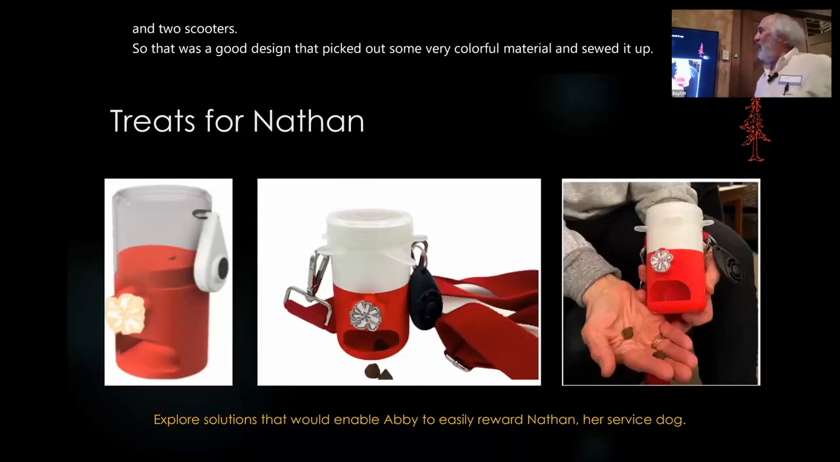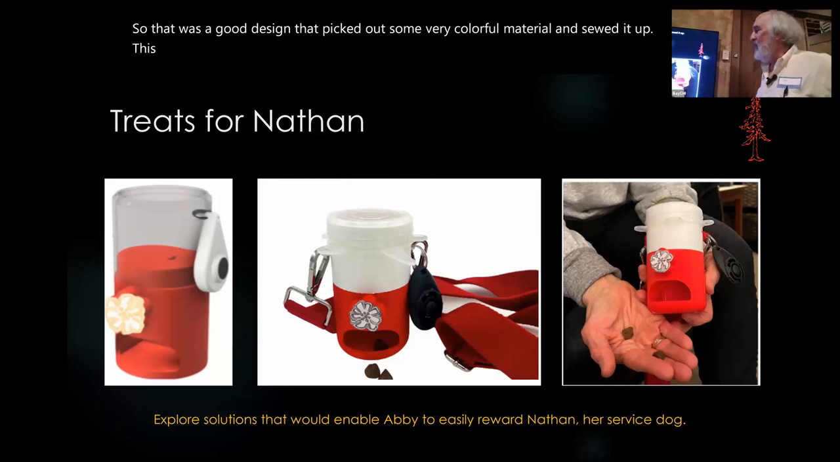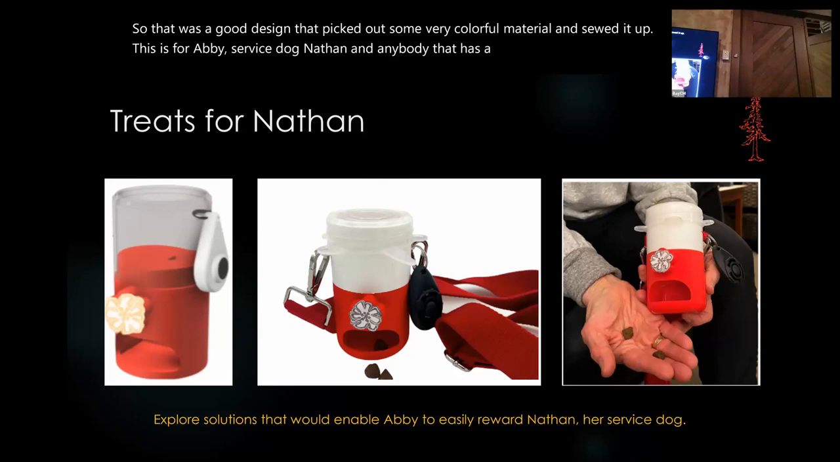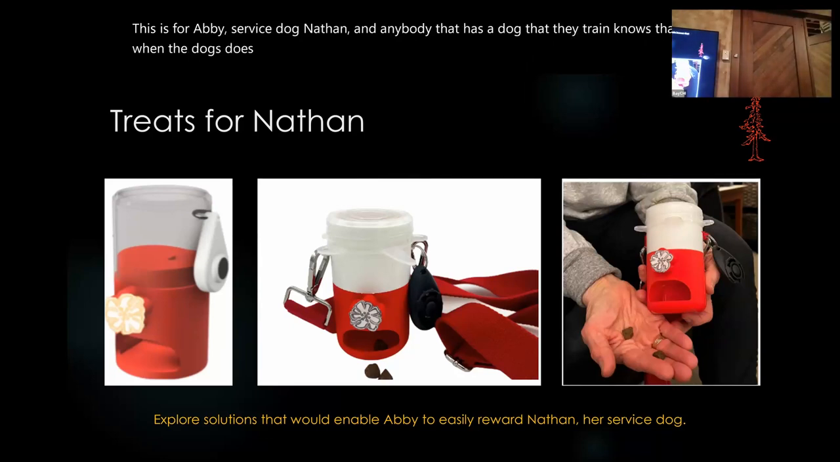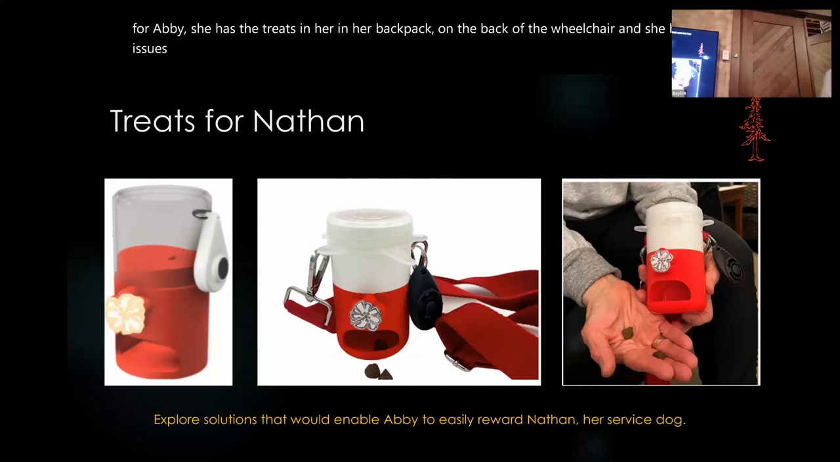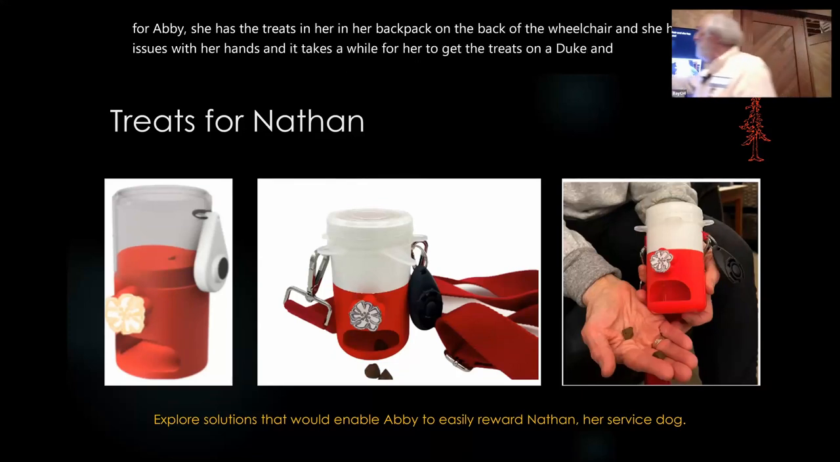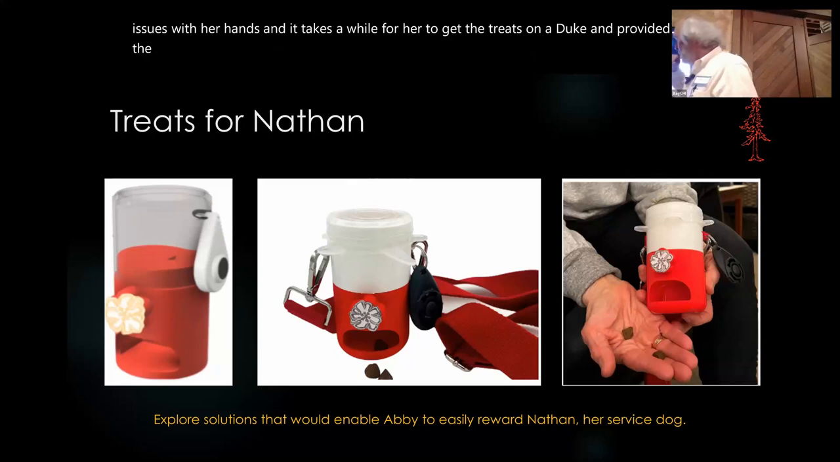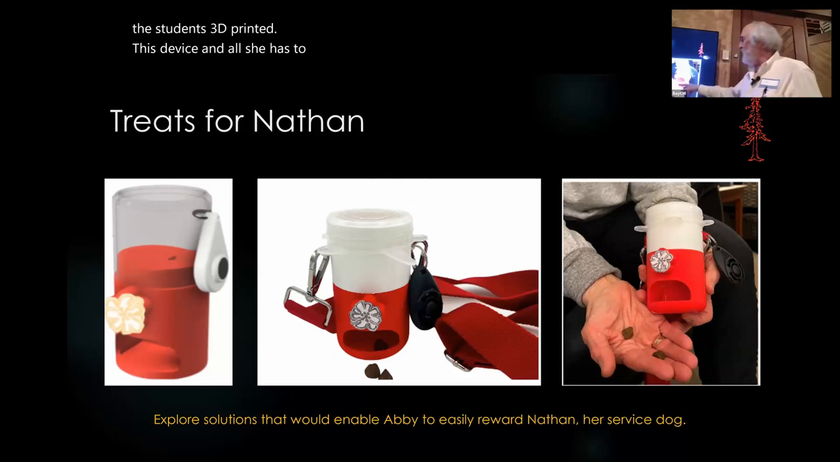This is for Abby's service dog, Nathan. Anybody that has a dog that they train knows that when the dog does something good, you're supposed to give them a treat immediately. Well, Abby has the treats in her backpack, on the back of the wheelchair, and she has issues with her hands, and it takes a while for her to get the treats out and provide it. So the students 3D printed this device, and all she has to do is rotate this knob, and treats will come out.